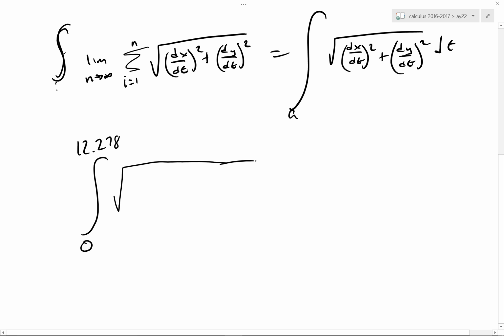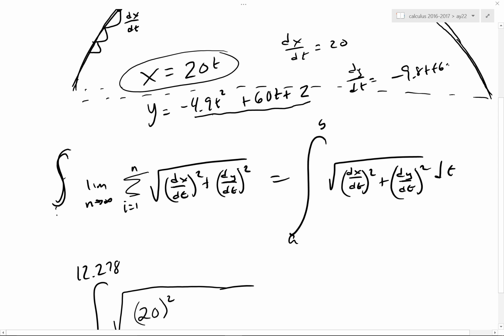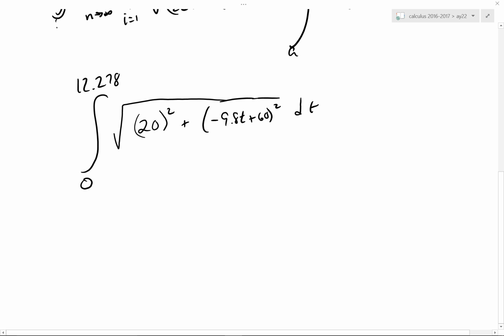Now, what is dx/dt in this problem? Well, it's 20. See it? dx/dt is 20. And dy/dt is negative 9.8t plus 60. Okay? Now, good news, bad news. Can I do this integral by hand? No, you really can't. Almost none of them can you do by hand.